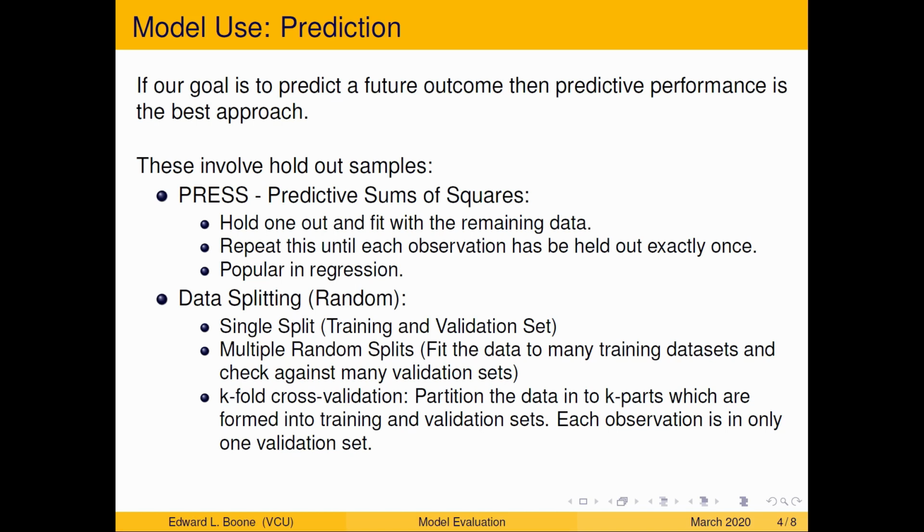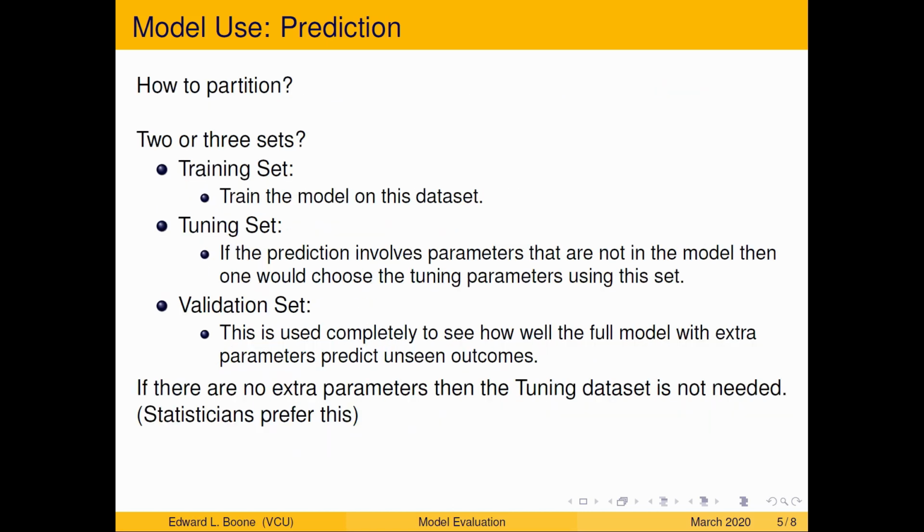Each observation is only in one validation set, but every observation is in a validation set as well. It's quite useful. Most people like it, and if you can pull it off, most people consider that the gold standard, often with K equal to 10.